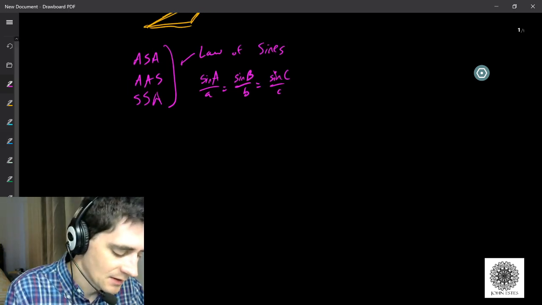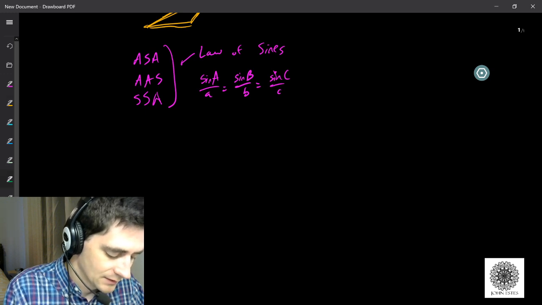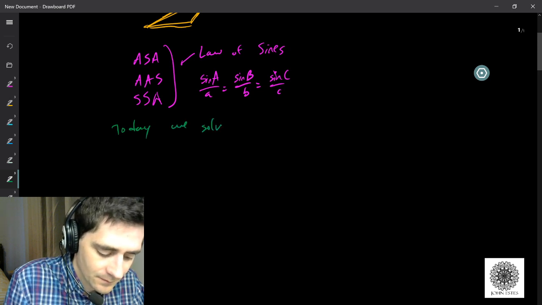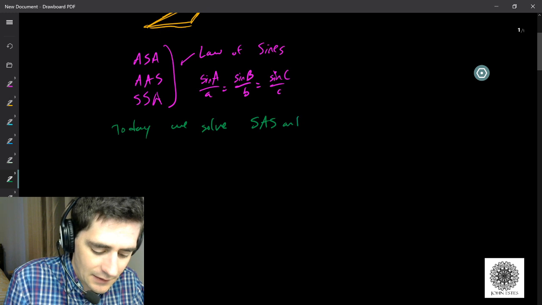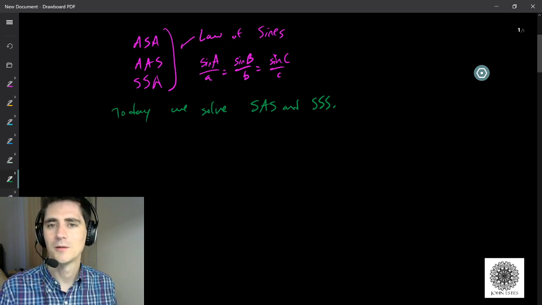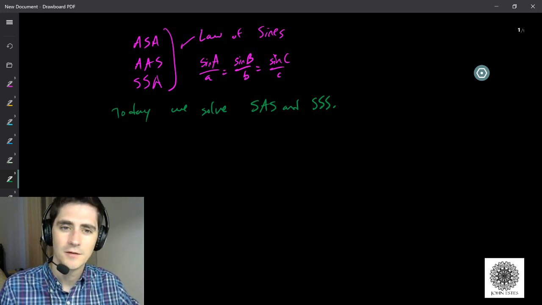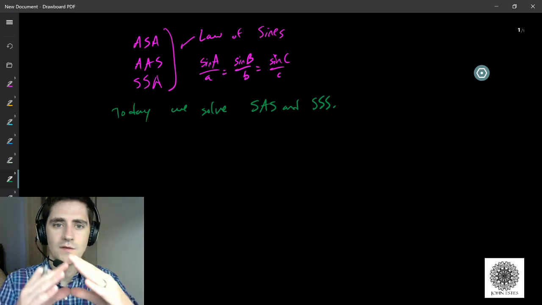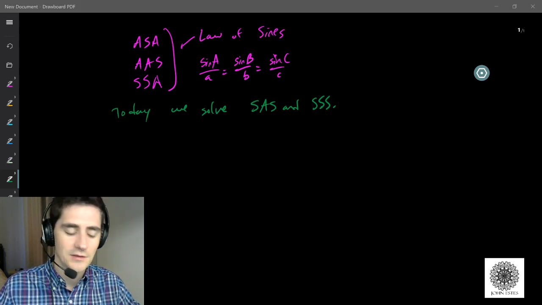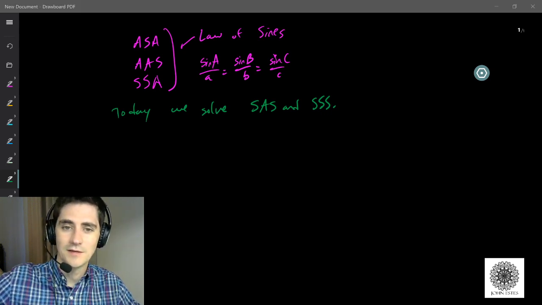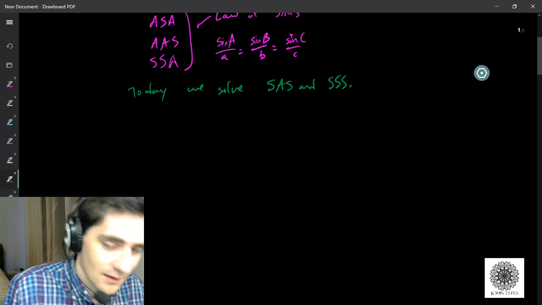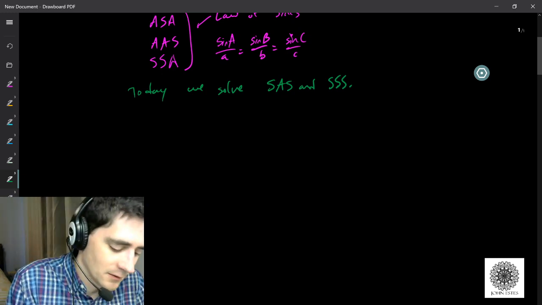In particular, today we'll look at side, angle, side. So today we solve side, angle, side and side, side, side, those two cases. And you may wonder, hey, what about angle, angle, angle? Well, angle, angle, angle doesn't determine a unique triangle, right? You can keep the same angles but keep stretching out the sides and we get similar triangles, and so you can't really solve a triangle if all you know is its angles.